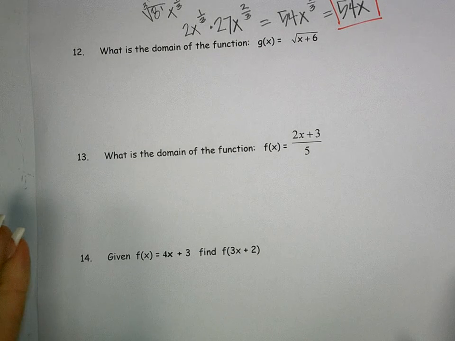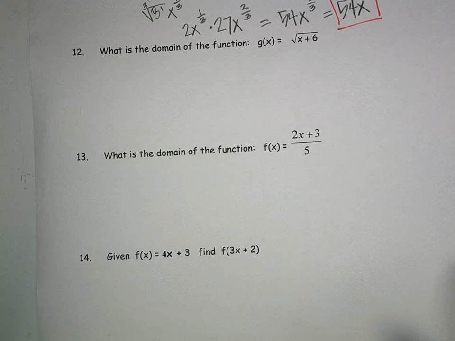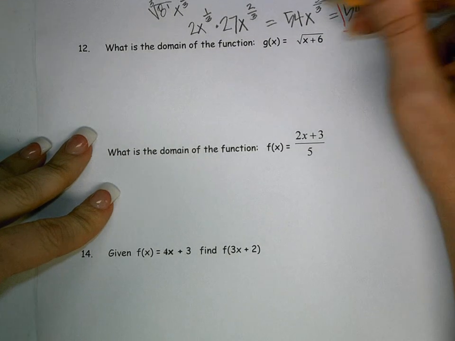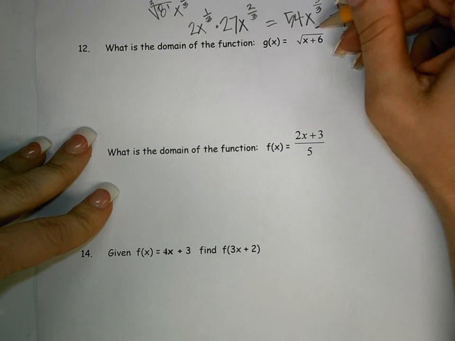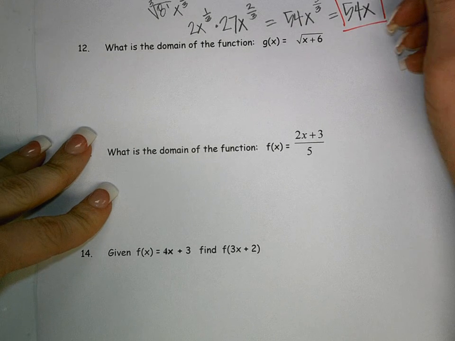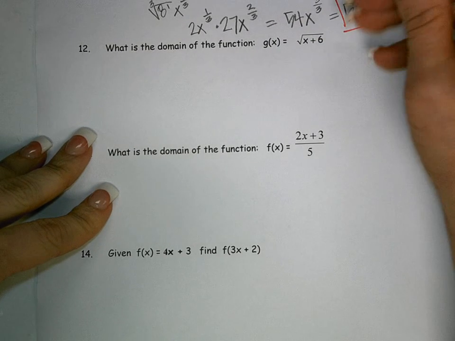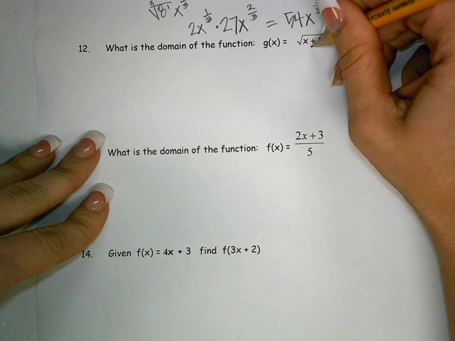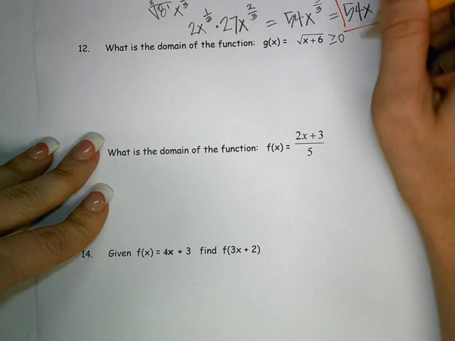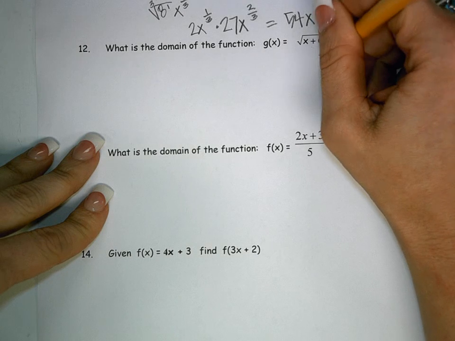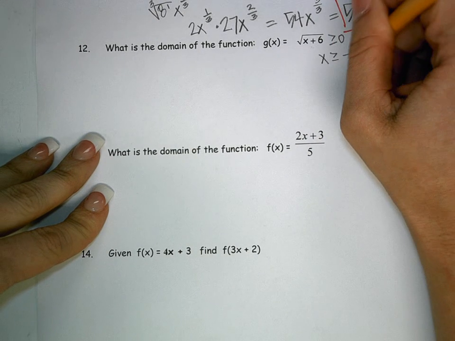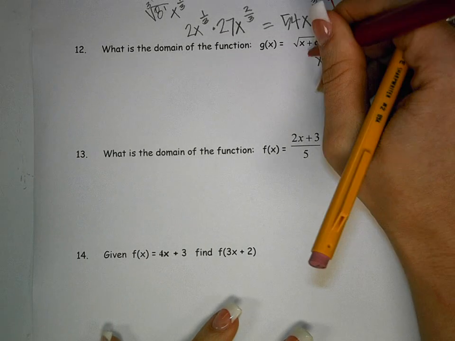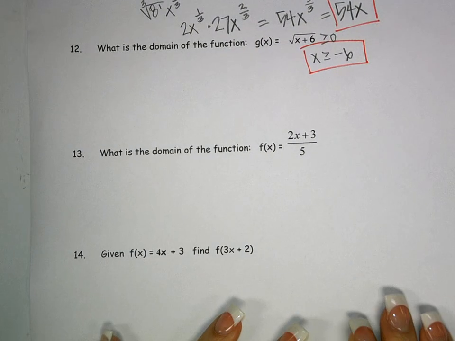Okay, for number 12, we're just asking for the domain of the function. Remember, domain has to do with x's, okay? To simplify this, you cannot have anything underneath the radical that's negative. So that means that whatever's underneath the radical needs to be set greater than or equal to 0, and then solve. So x plus 6 greater than or equal to 0 would give you x must be greater than or equal to negative 6, and that's your domain. Okay, we're just trying to find what are the possibilities for x.